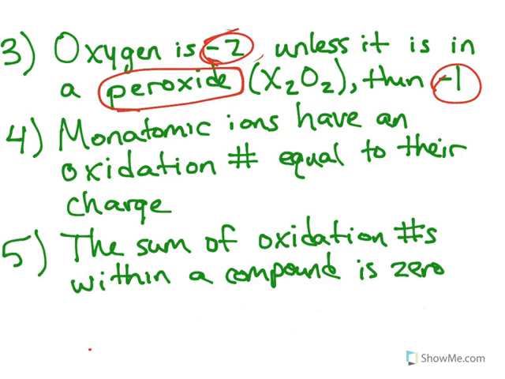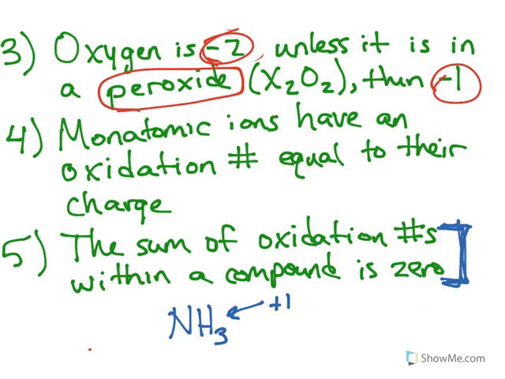Rule 5 says the sum of the oxidation numbers within a compound is 0. So let's go back to an example we had just a moment ago. This is going to be one of the most important rules because it's going to help us determine the oxidation number of all the elements that we don't have rules for. Like in the case of NH3, we know that hydrogen here is either +1 or -1, and since it's not bonded to a metal, this hydrogen is going to have a +1 oxidation number. Each hydrogen within this compound has that same +1 oxidation number.